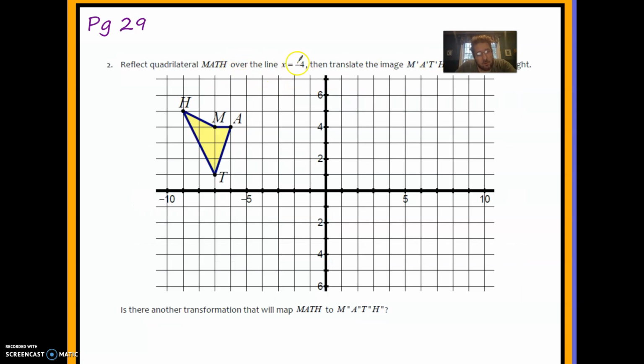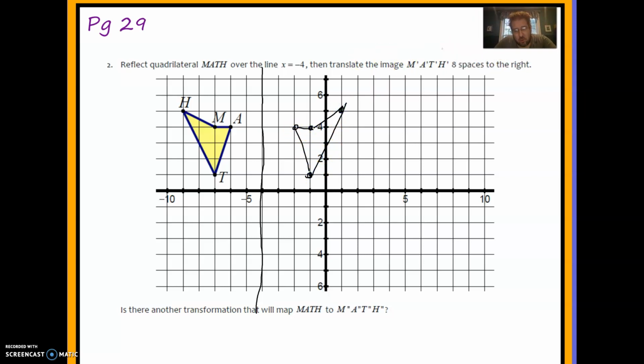So one more says, reflect over x equals -4. 1, 2, 3, 4. So that would be right here. So 1, 2, 3. 1, 2. That next point would be 3 away. 1, 2, 3, 4, 5. All right, connect these points up. So that's a reflection. And then it says translate MATH 8 spaces to the right.